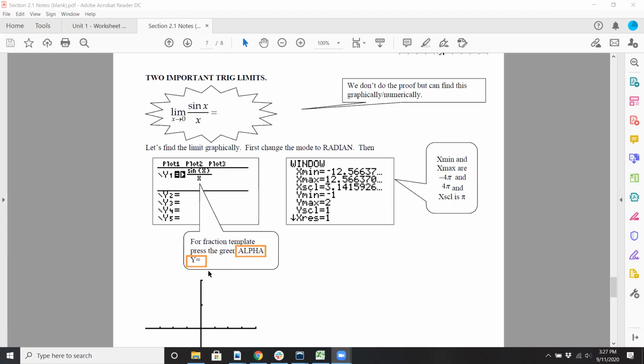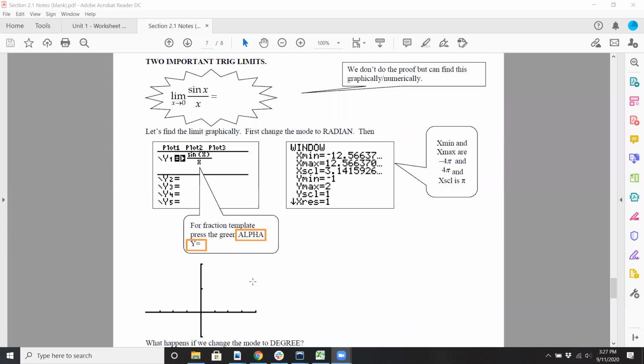So that's going to be, if I scroll down just a tad. So here's negative 1 and 1 and 2. And here's negative 4 pi, negative 3 pi, negative 2 pi, negative pi, pi, 2 pi, 3 pi, 4 pi. And we're going to graph it.